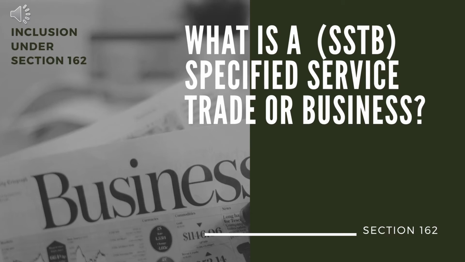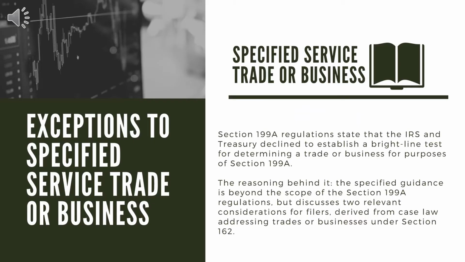A qualified trade or business, according to Regulation Section 1.199A-1(b)(14), means a trade or business that is a trade or business under Section 162 other than the trade or business of performing services as an employee. Section 199A regulations state that the IRS and Treasury decline to establish a bright line test for determining a trade or business for purposes of Section 199A.